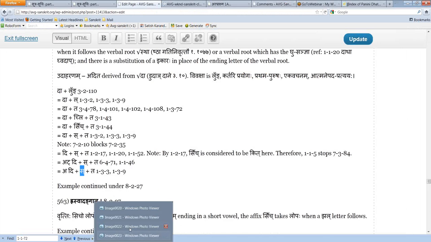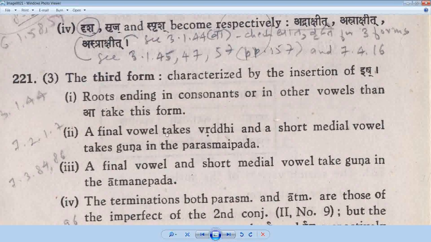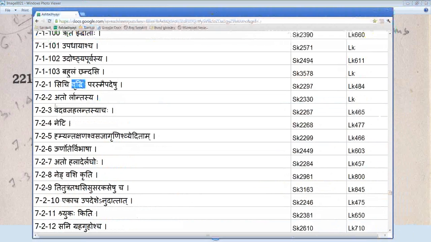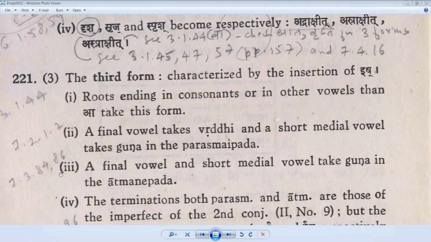So coming back to the book now, we are here. A final vowel takes vriddhi, we basically put the ik letter, and a short medial vowel takes only guna. Now what happened to our sutram 723, which says vada vraja halantasya achaha? Then why shouldn't the ach of a halanta anga take vriddhi by 723? Now you understand the difference between these two points, 220 and 221.